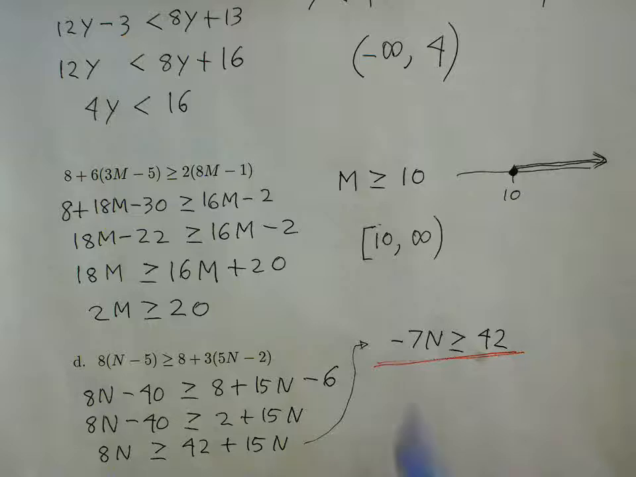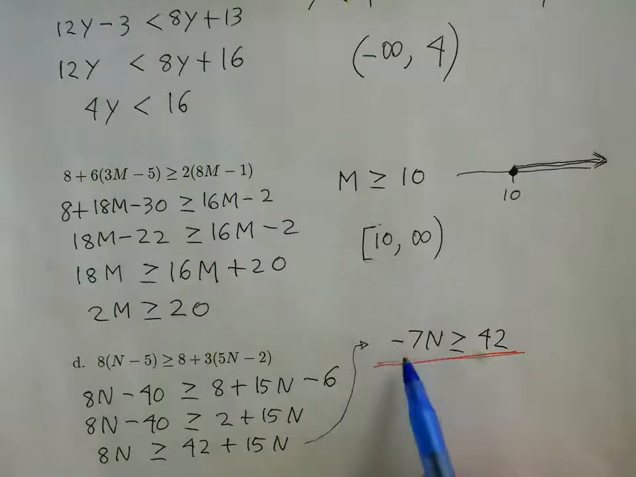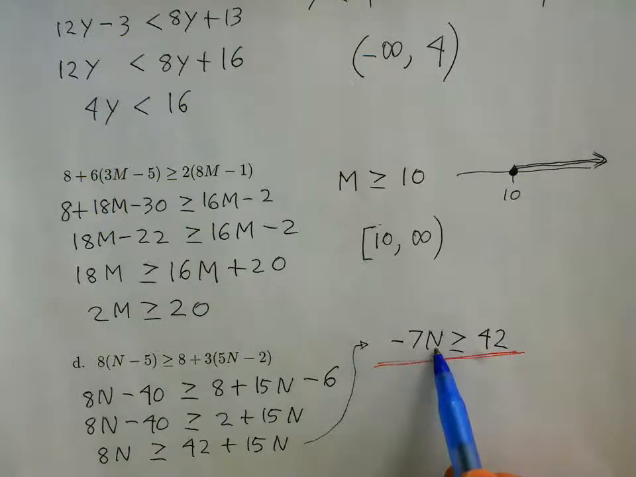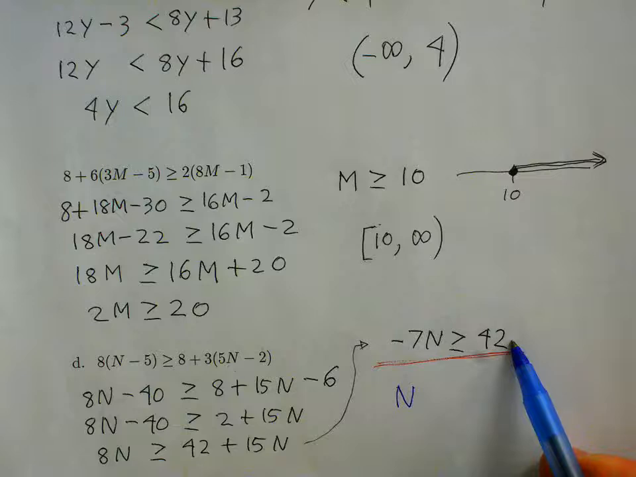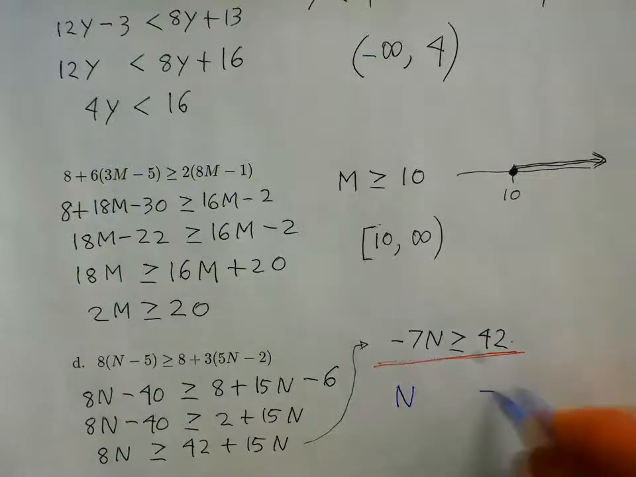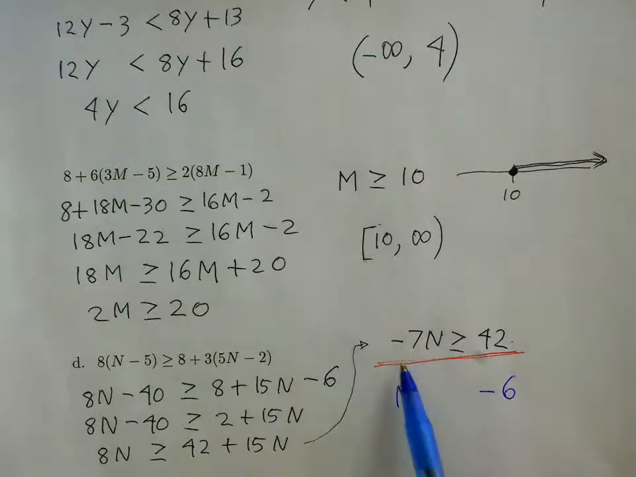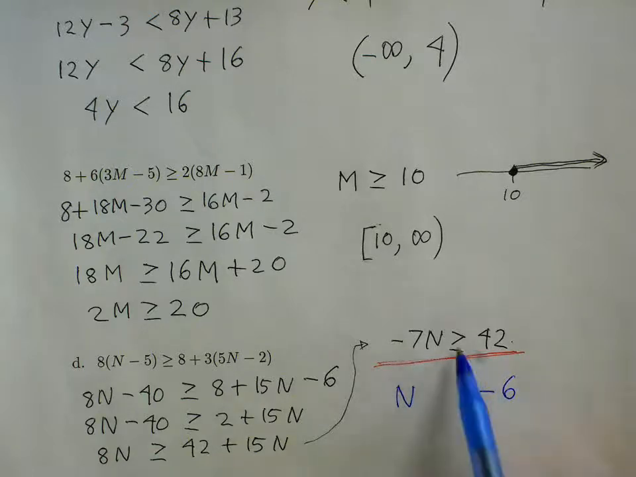Okay, so we're going to divide both sides by negative 7. Negative 7n divided by negative 7 is n. 42 divided by negative 7 is negative 6. But since I divided both sides of the inequality by a negative number, I have to switch this to less than or equal.